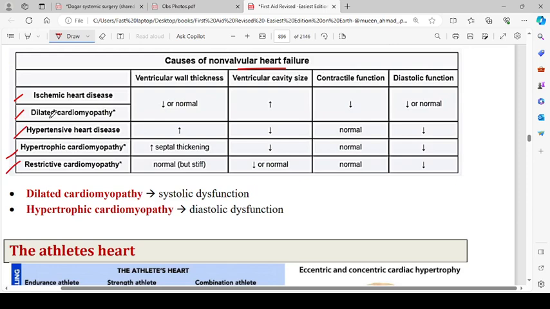Now, in the ischemic heart disease and dilated cardiomyopathy, the ventricular wall thickness decreases or stays normal. The ventricular cavity size increases in both of them. Contractile function decreases, and diastolic function is decreased or maybe normal.